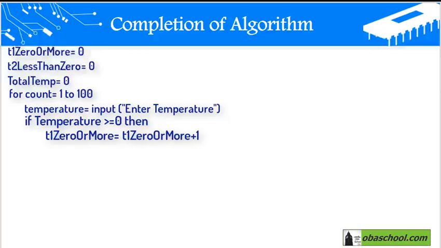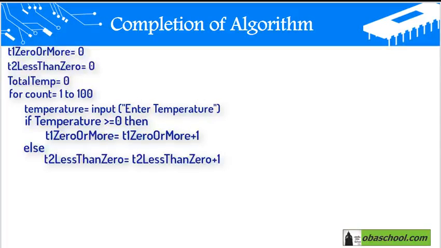While if the user enters a temperature that is less than 0, so we will put else and add in variable T2 less than 0 the last value of T2 less than 0, that it's 0 plus 1. If the user enters another time a temperature that is less than 0, so we will add 1 to the last value that it's saved in variable T2 less than 0. Then we will put end if since we are getting out from the if condition.